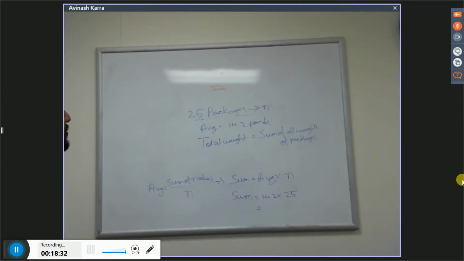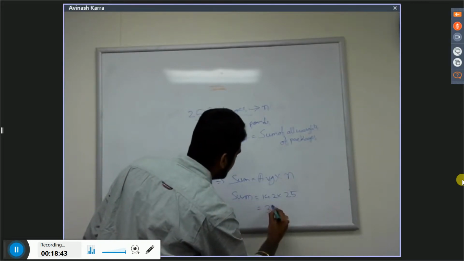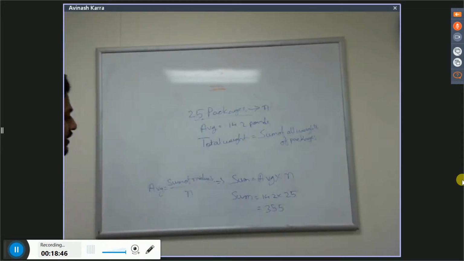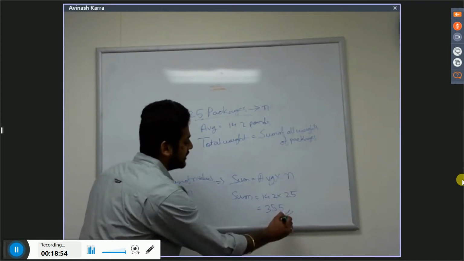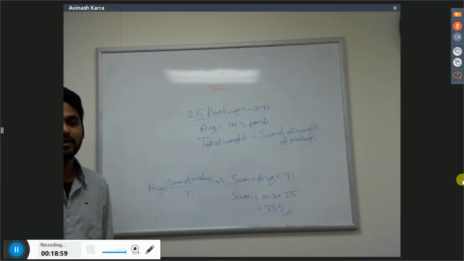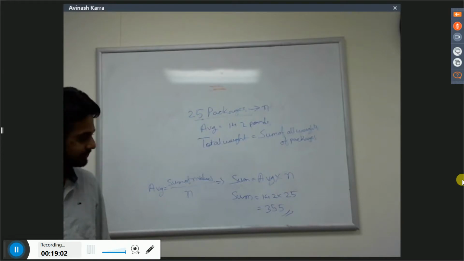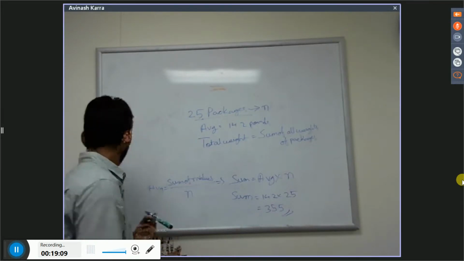25 2s are 50, 5, 25 4s are 100. It's somewhere around 355. Is it right? Yes. So everyone got 355, right? Okay, I hope you guys understand this. So I'm just going to the next one.